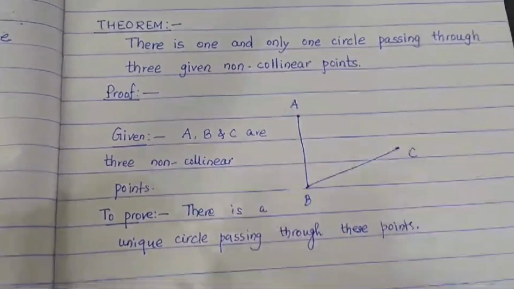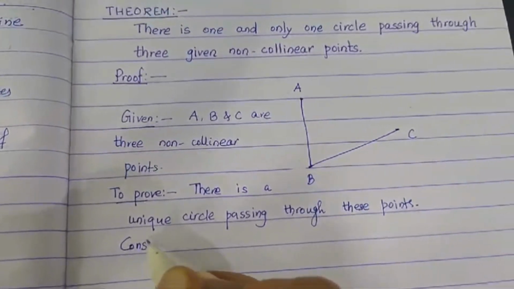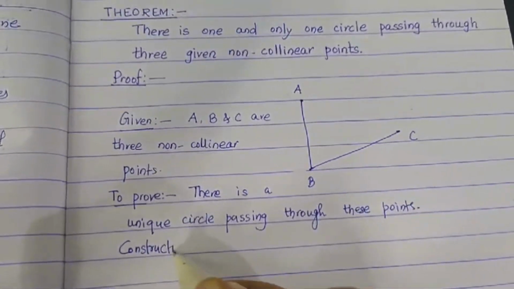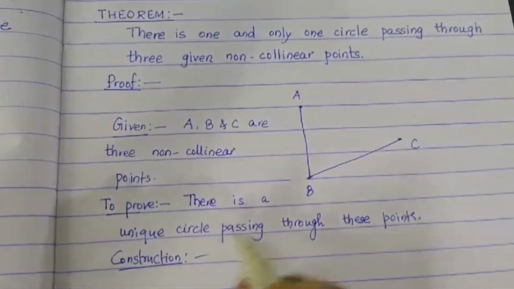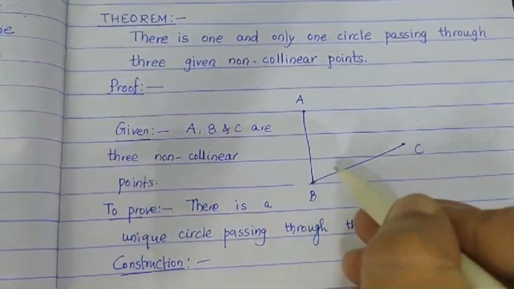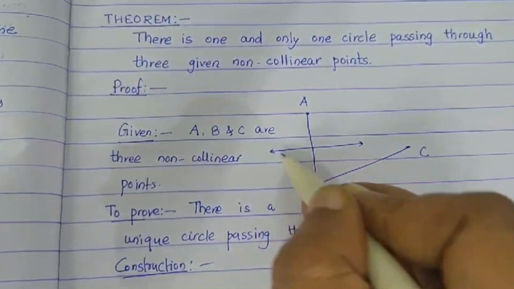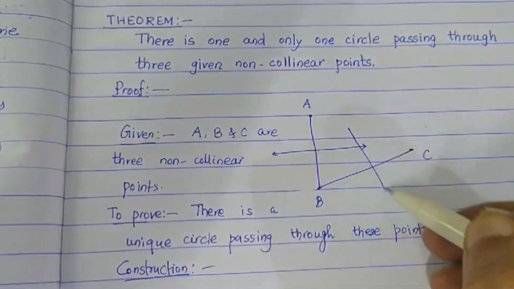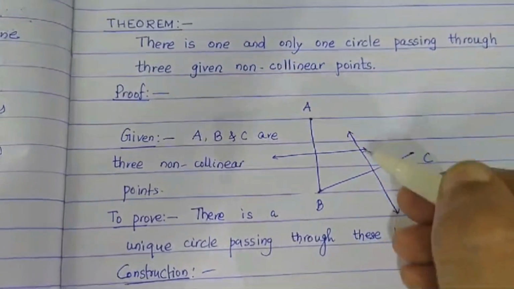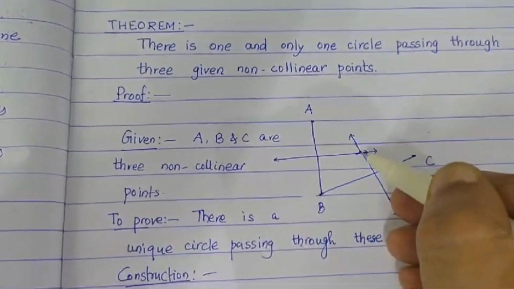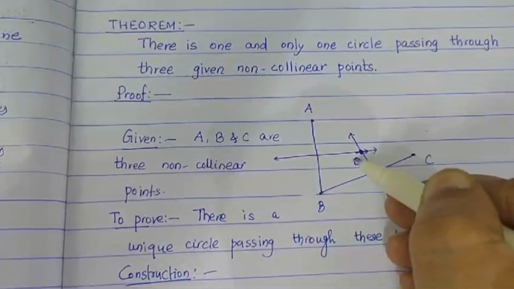We will do one construction. And what is the construction? The construction is, let us draw the perpendicular bisectors of AB and BC. Suppose you draw the perpendicular bisector, it will come like this, and it will intersect at some point. Let us suppose this is O.